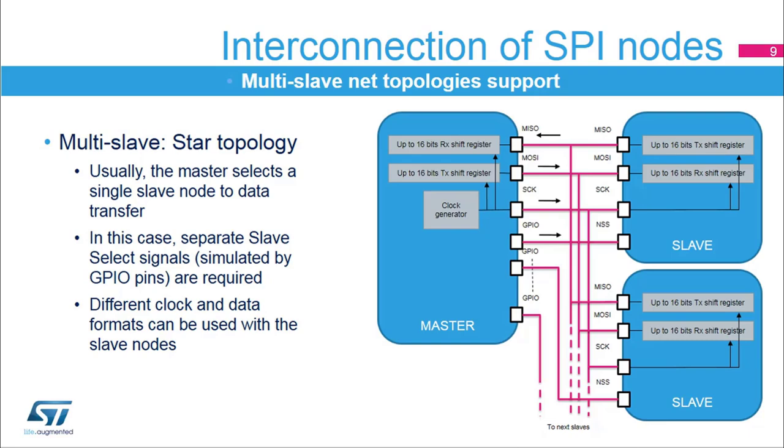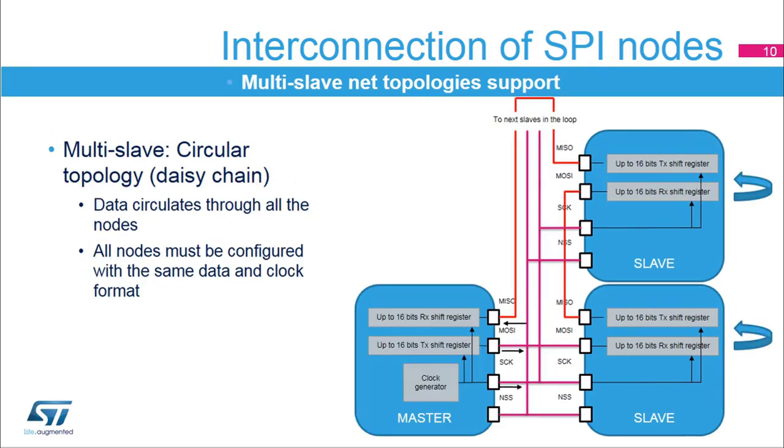Another multi-slave configuration is the circular topology, where all the data inputs and outputs of the nodes are connected together in a closed serial chain. A common slave select signal is used as communication occurs at the same time. This is why all the nodes have to keep the same data and clock format configuration.